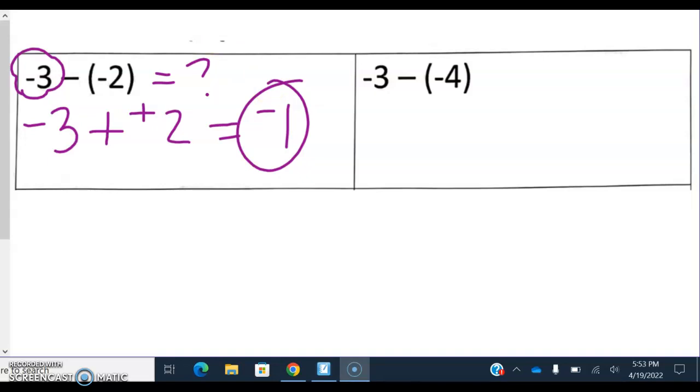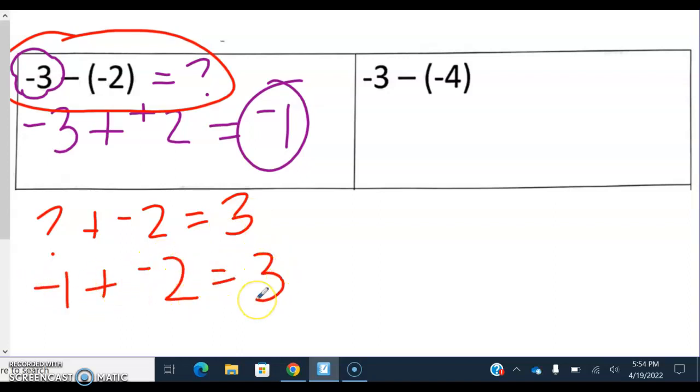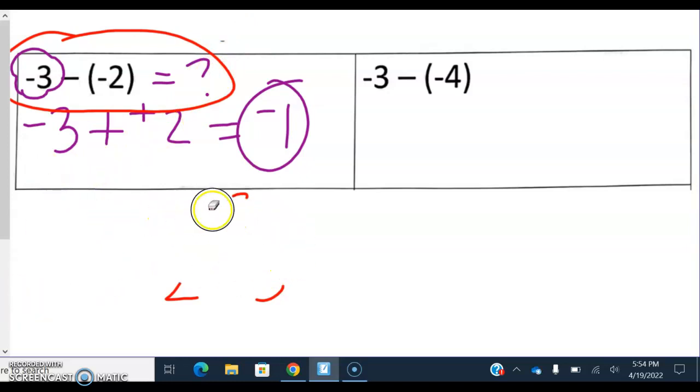Okay, if you also look at it like taking this piece right here, if we switch it around using our fact families and we said question mark plus -2 equals 3, and we think, what plus -2 equals 3? That would have to be -1 plus -2 equals 3. Oh, did I say 3? I meant -3. I'm sorry.